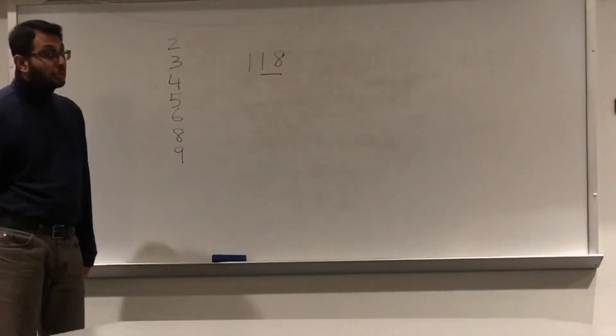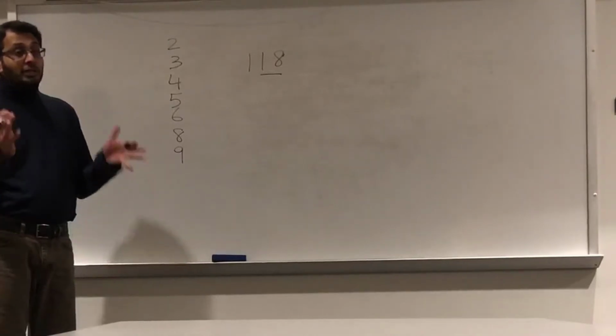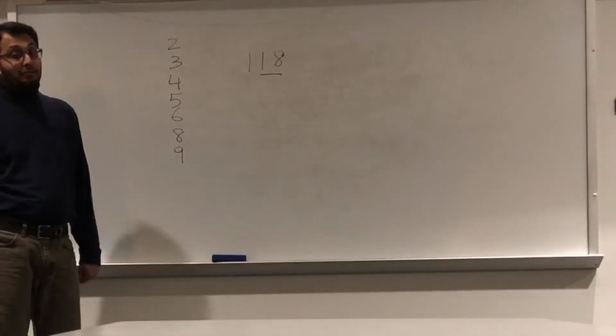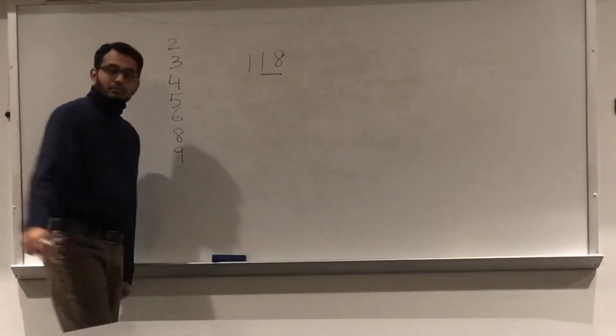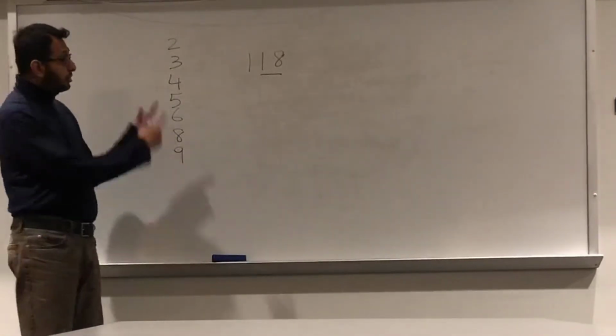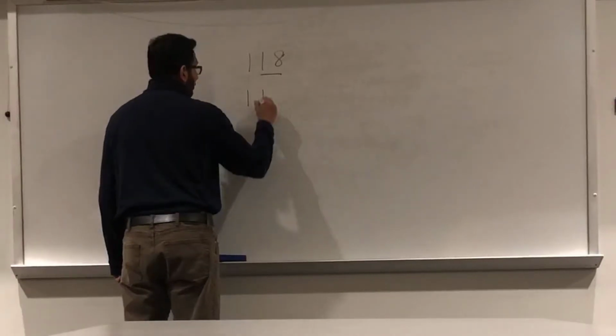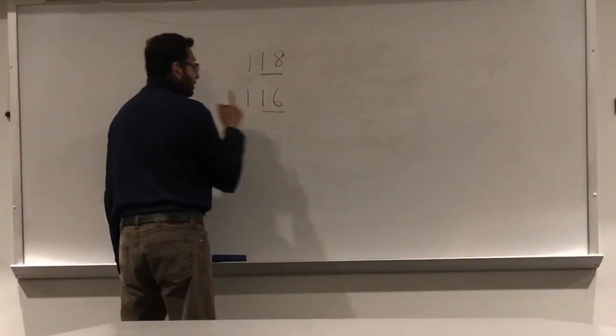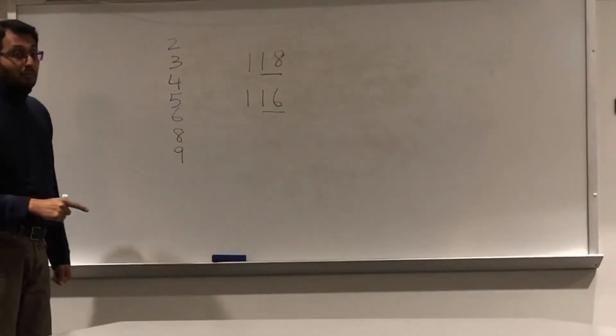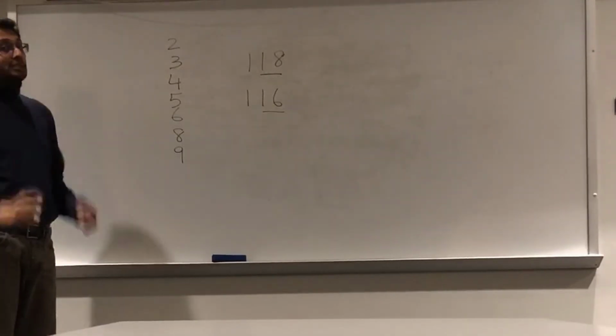If the last two digits are completely divisible by 4, the number will be completely divisible by 4. So look at this, 18. It's not divisible by 4, so this number should not be divisible by 4. Let's have a look at another number, 116. The last two digits are divisible by 4, so the whole number should be divisible by 4.